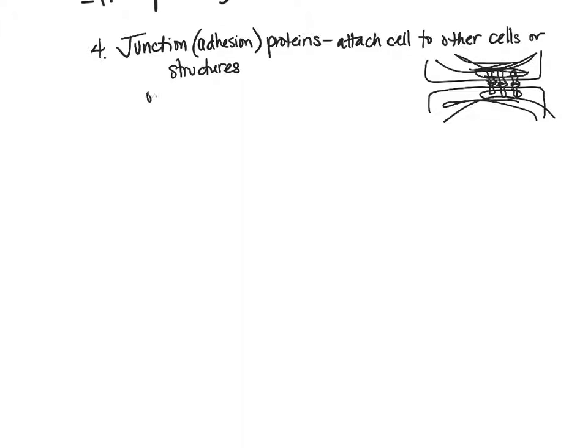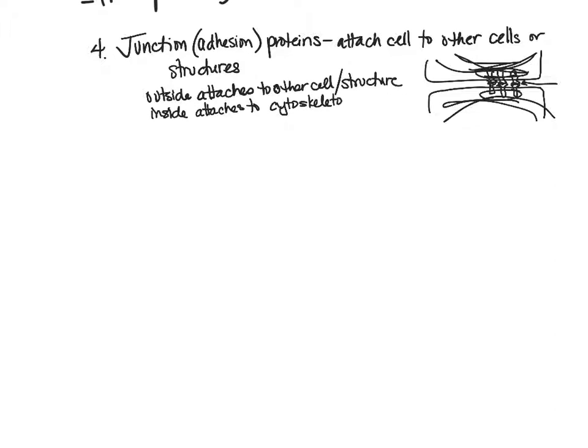So the outside attaches to the other cell or structure. That would be the outside here of the protein. And then the inside attaches to the cytoskeleton, and that's what we saw here. We have the inside of the protein attached to the cytoskeleton, which is anchoring it inside of the cell, making sure it doesn't move.